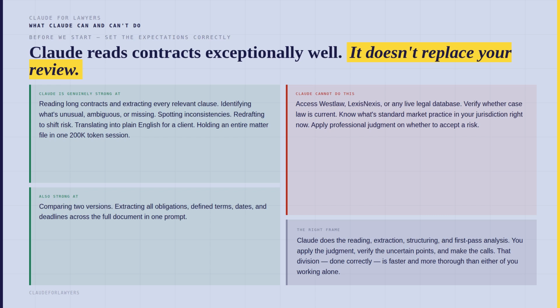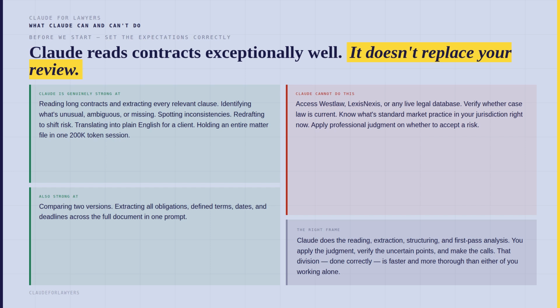Before the prompts, the honest context for what Claude is and isn't doing when it reviews a contract. Getting this right is what makes the workflow reliable. Getting it wrong is what causes problems. Claude is genuinely exceptional at reading a long document and extracting everything relevant to a specific issue. It doesn't skim. It doesn't miss the clause buried in Schedule 3. It reads the entire document and processes it as a whole before it produces any output. For a 40-page NDA with defined terms scattered across multiple provisions, that's a significant capability.